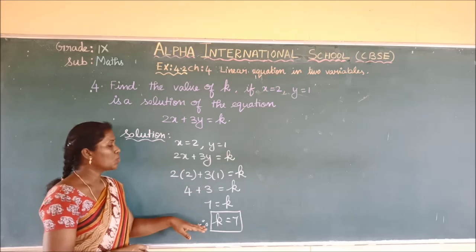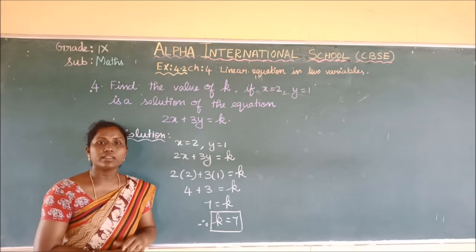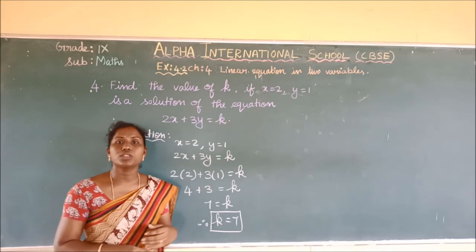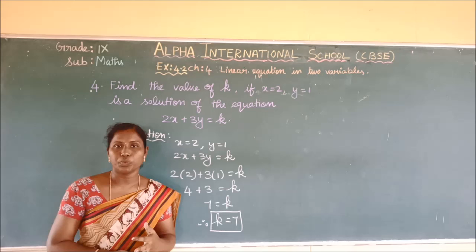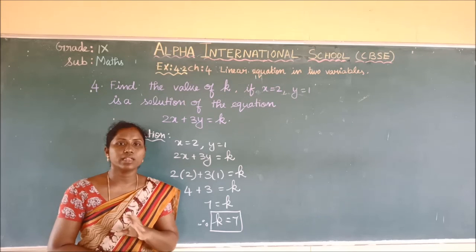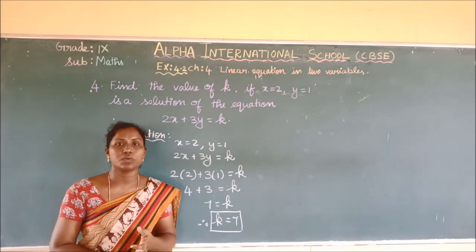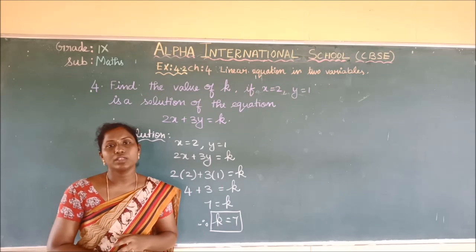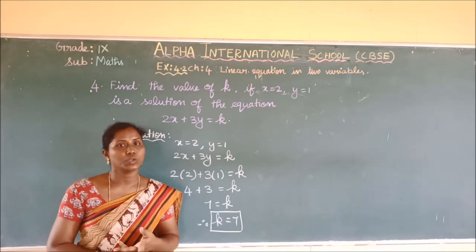Okay, children, with this we have completed our second exercise also. Today in this section we have discussed the new topic of linear equation in two variables. Keep in mind the linear equation in two variables is always in the form of ax plus by plus c is equal to 0, where a and b are not equal to 0, and it has infinitely many solutions.